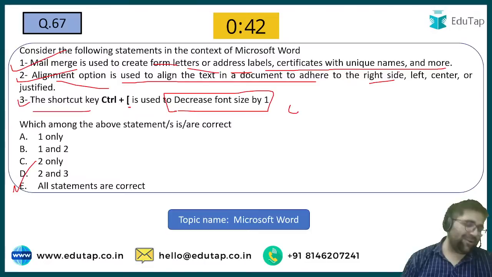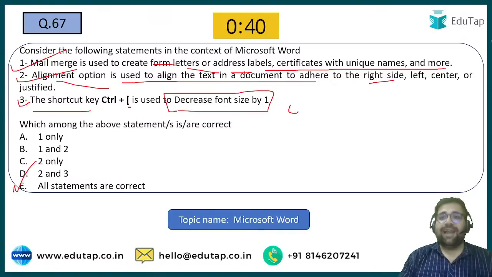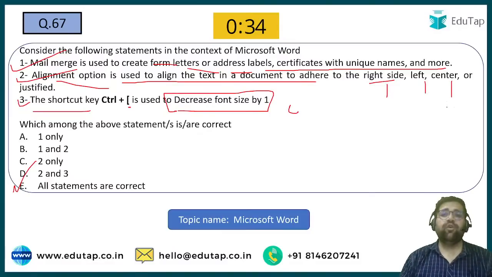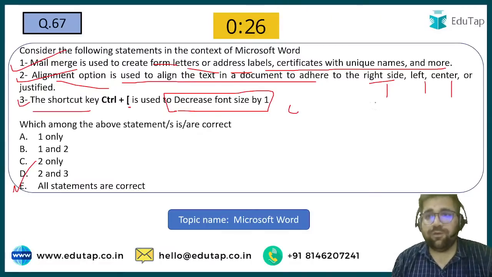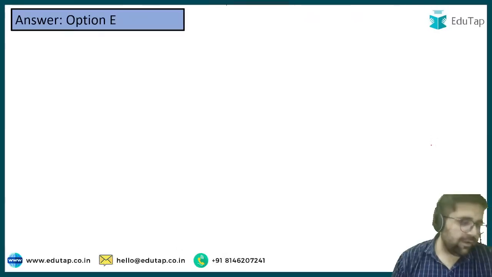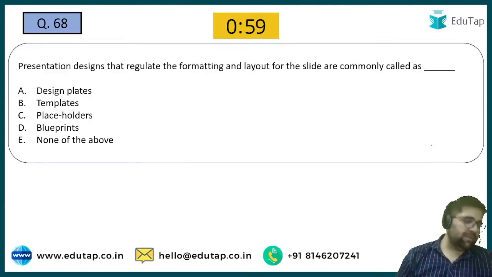Hello, now let's come back to question number 67. Right side alignment is Control plus R. Left side alignment, Control plus L. Center, if I'm not wrong, Control plus E. And justified is Control plus J. So remember the four full forms. On this particular question, we can solve four questions. Control plus R is for right, Control plus L is for left, Control plus E is for center, and Control plus J is for justify. Okay, chalo. Question number 68.